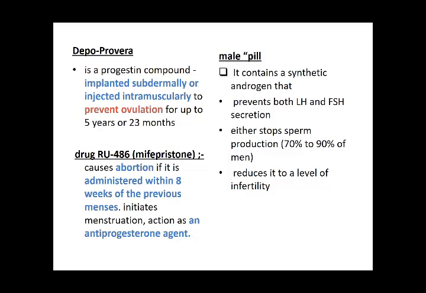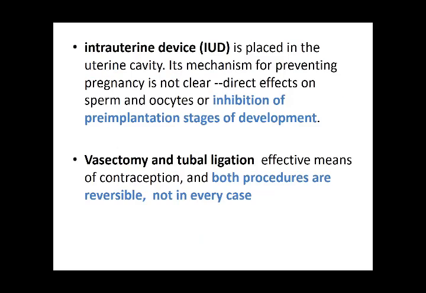So there are different ways in which these are produced. The male pill contains synthetic androgen, which prevents luteinizing hormone and FSH secretion, and either stops sperm production or reduces it to a level of infertility. So there are different ways of action. For the intrauterine device, the mechanism preventing pregnancy is not clear. It inhibits pre-implantation stages, that means it prevents the implantation of the ovum. So it interferes with the changes occurring in the uterus and does not allow implantation to occur.